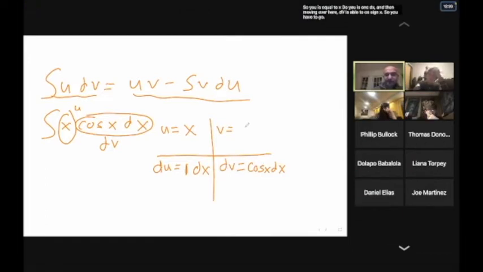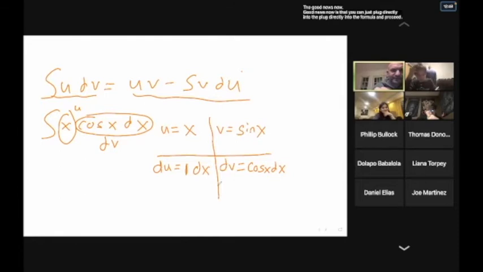So you have to go backwards now to find the v. So if the derivative is cosine x, well, the v here has to be sine x. No plus c or anything here. We don't need that yet. So the good news now is that you can just plug directly into the formula and proceed from there.